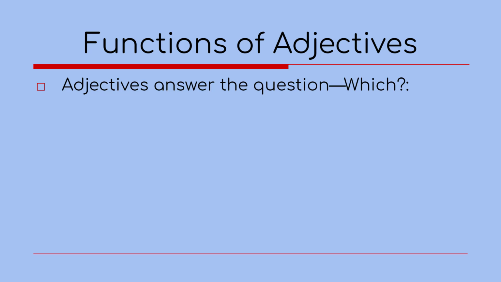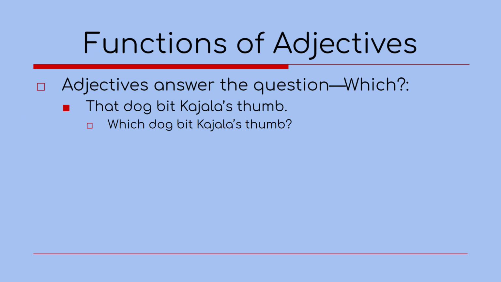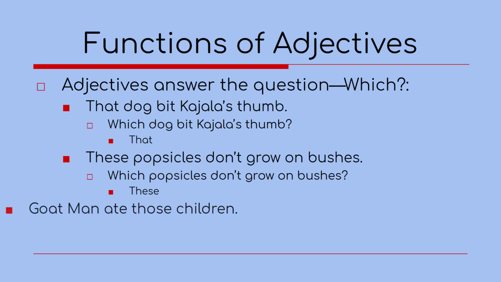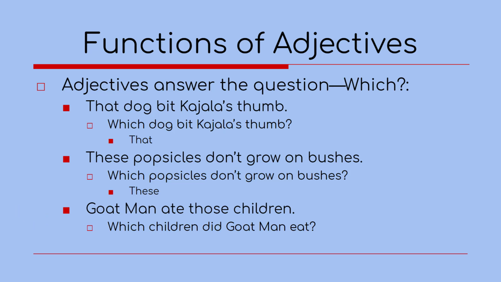Look at these examples of sentences that answer the question which. That dog bit Kajala's thumb. Which dog bit Kajala's thumb? That dog. These popsicles don't grow on bushes. Which popsicles don't grow on bushes? These. Goatman ate those children. Which children did Goatman eat? Those children.